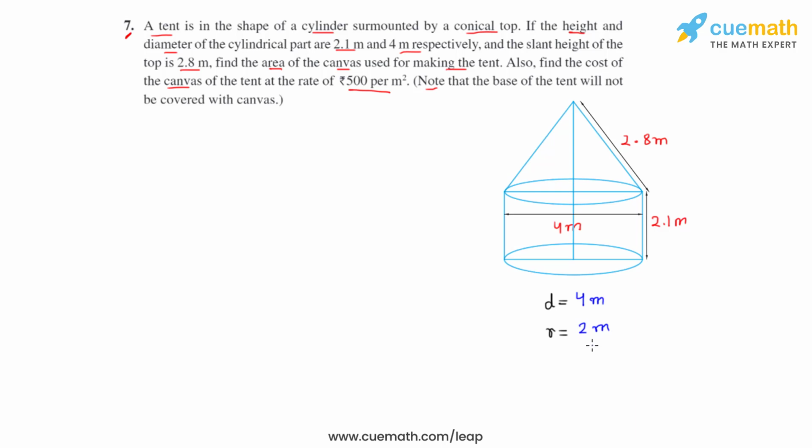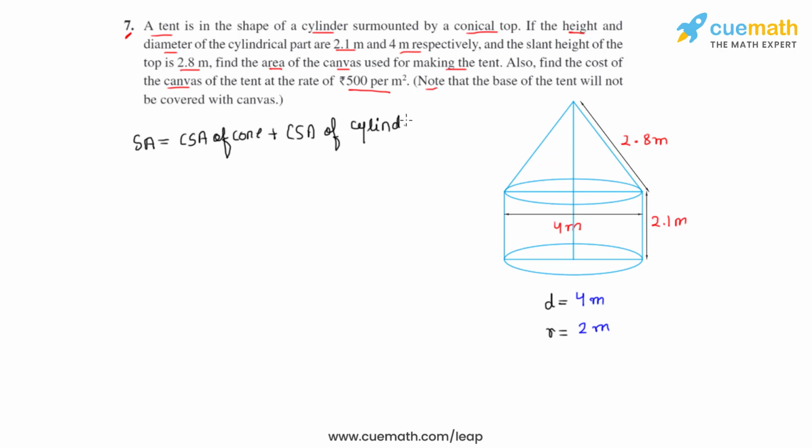Now, since it's given that the base of the tent will not be covered by the canvas, we will not include the base area in the total surface area that we will be calculating. So visually, the surface area of the tent will include the curved surface area of the cylinder and the curved surface area of the cone. So we can write that the surface area to be calculated for the given tent equals the curved surface area of the cone plus the curved surface area of the cylinder.